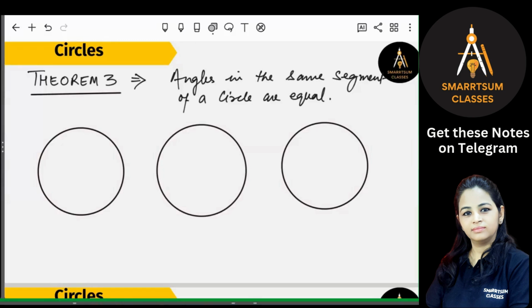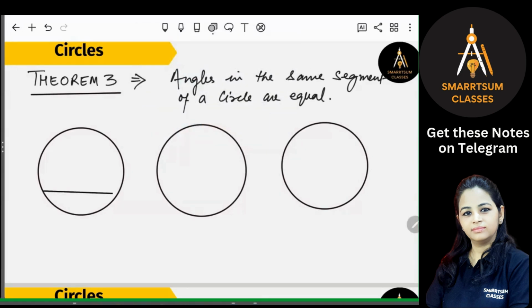We have to prove this theorem that angles in the same segment of the circle are equal. So what we do, we will just take three cases of it, where your arc is a minor arc, a semicircular arc, and a major arc. So I have drawn three circles here. Now let's draw three chords in the three circles.